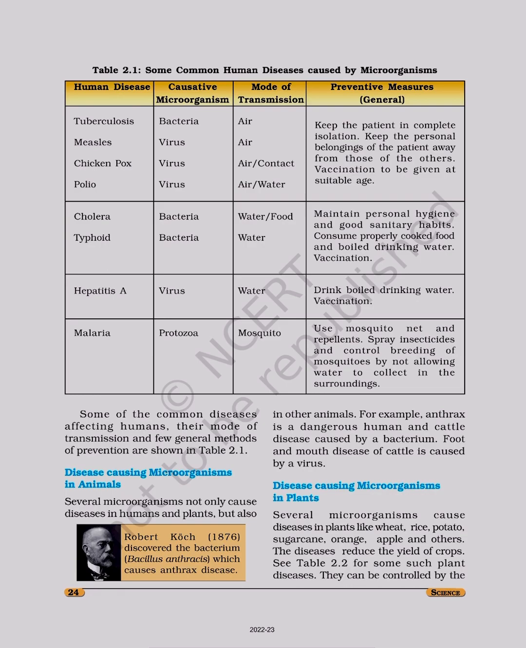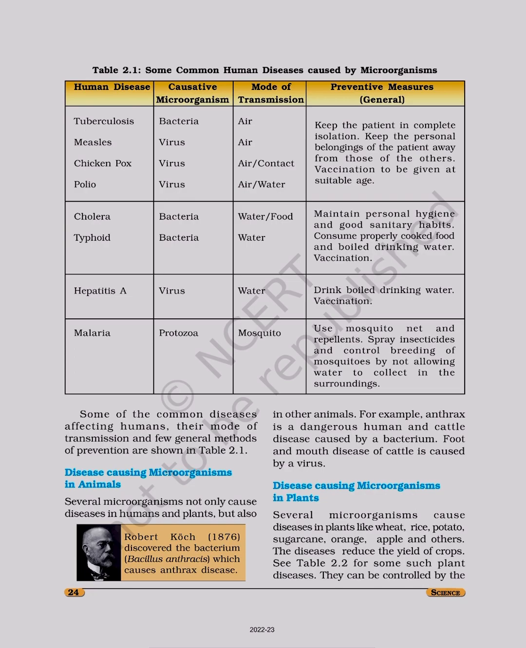Disease causing microorganisms in animals. Several microorganisms cause diseases not only in humans and plants but also in other animals. For example, anthrax is a dangerous human and cattle disease caused by a bacterium. Foot and mouth disease of cattle is caused by a virus. Robert Koch, in 1876, discovered the bacterium Bacillus anthracis, which causes anthrax disease.